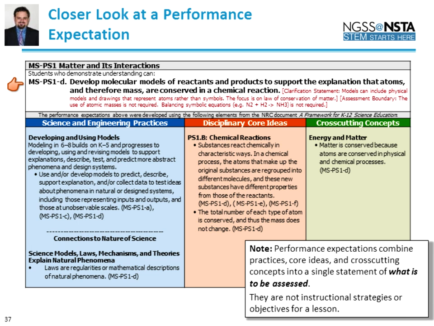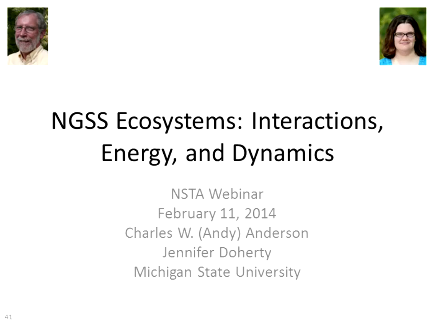But this performance expectation combines different pieces here. Let's look. Develop molecular models of reactants and products to support the explanation that atoms, and therefore mass, are conserved in a chemical reaction. So we've got the idea of developing molecular models to support an explanation. That's part of developing and using models. We've got the idea of reactants and products, and that atoms and therefore mass are conserved in a chemical reaction. That relates to the ideas down here in the disciplinary core ideas. And then finally we have that atoms and mass are conserved in a chemical reaction. And that's related to this cross-cutting concept that matter is conserved, because atoms are conserved in physical and chemical processes. And so each of these elements, the practices, the core ideas, the cross-cutting concepts, can be found in the performance expectation.